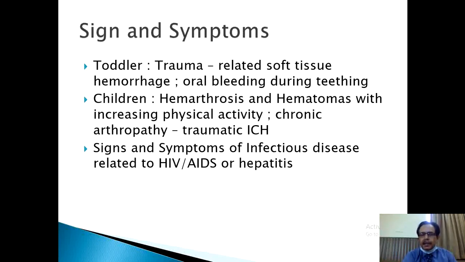The patient can later on develop chronic arthropathy, and the patient can also have traumatic intracerebral hemorrhage. The signs and symptoms of infectious diseases like HIV and hepatitis should also be considered in cases of Christmas disease or hemophilia B.